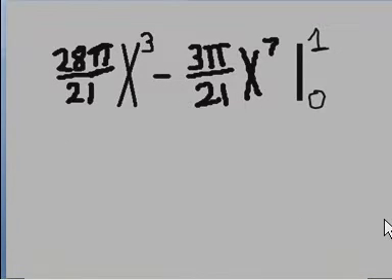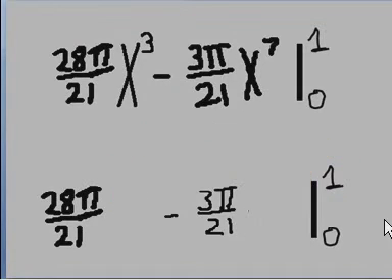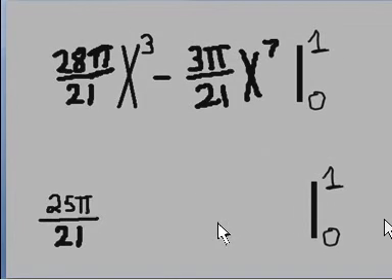And we've got some fighting room. Let's substitute x with 1. We get 1 to the third and 1 to the 7th. Any 1 to any power is itself 1. Anything times 1 is itself. So I've got 28 pi over 21 times 1 to the third minus 3 pi over 21 times 1 to the 7th, which becomes 28 pi over 21 minus 3 pi over 21, becomes 25 pi over 21.